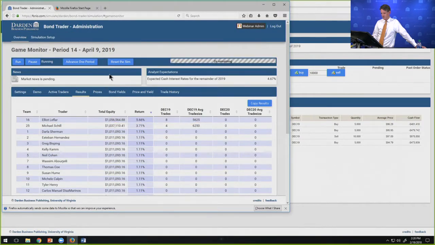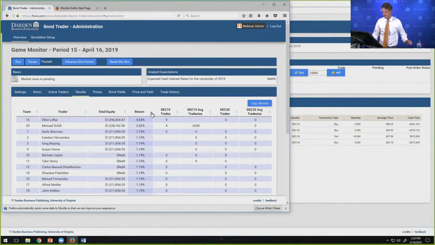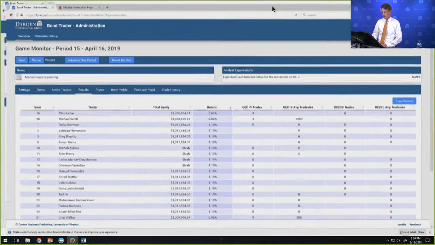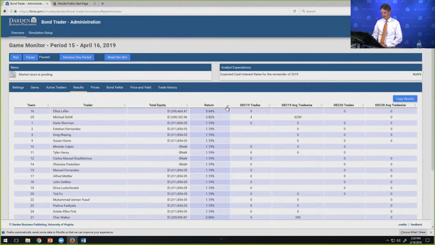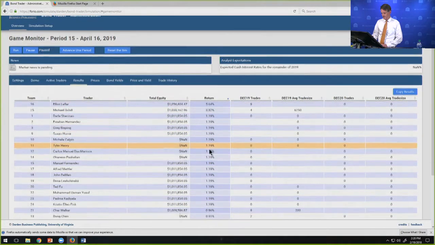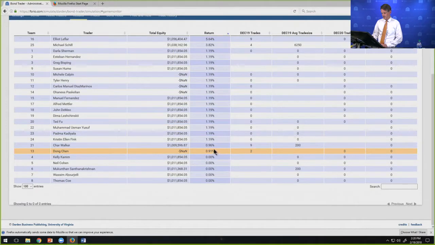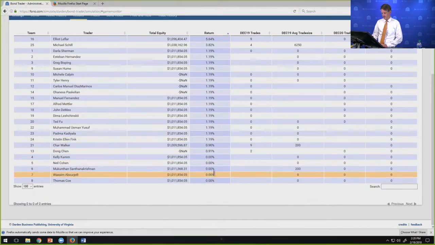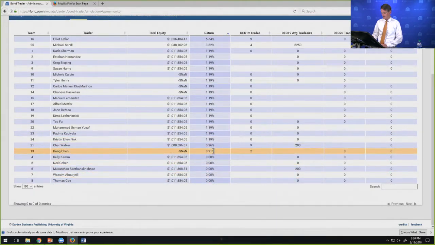So let me pause it right here. Okay, so if you look on my screen, you'll see I've got it sorted in order here. Elliot here is on top with 5.64, and then me, and then we have all the way down here the zeros, which are probably folks that we had created accounts for, but couldn't make it to join us today.